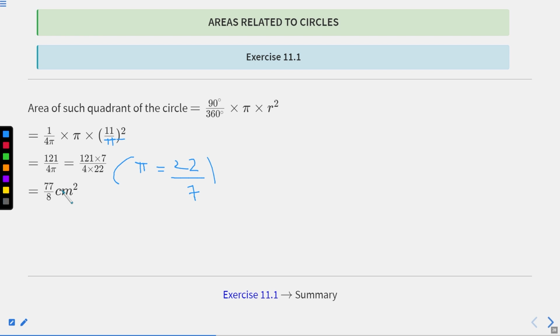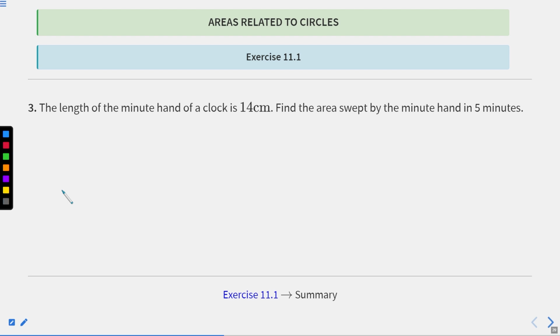Now let us move to question number 3. Here we have to find the area swept by the minute hand in 5 minutes, given that the length of the minute hand of a clock is 14 centimeter. Visualize the wall clock. The length of the minute hand of the clock is 14 centimeter, and you have to find the area swept by the minute hand in 5 minutes. Let us see how to solve it.